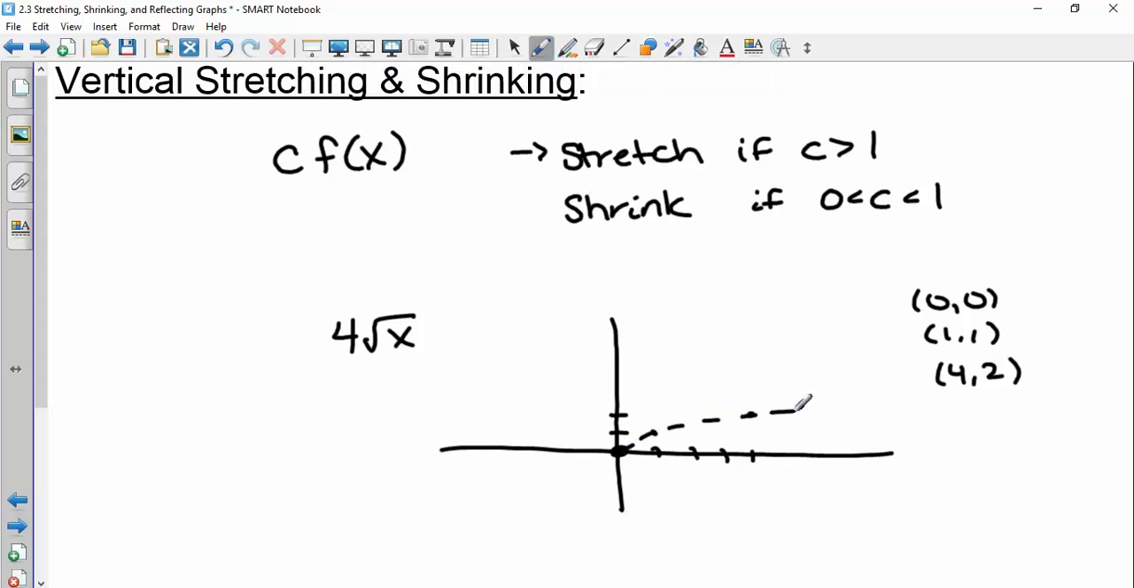So that would be our parent function. What this 4 does, outside changes y and it does what it says. So this is saying take your y's times 4. Okay, some people like to write out these points.